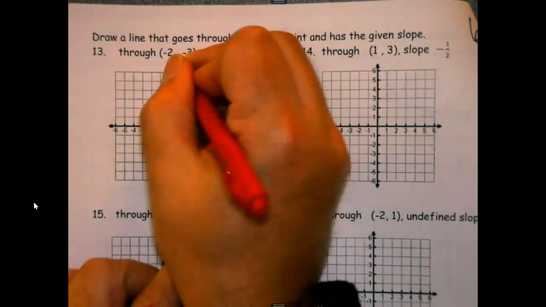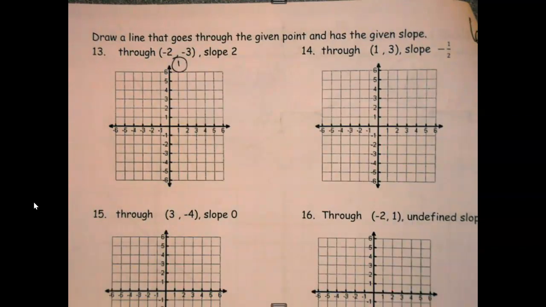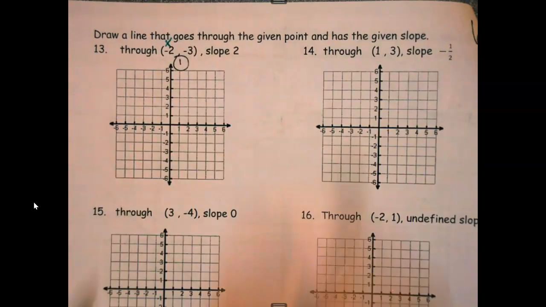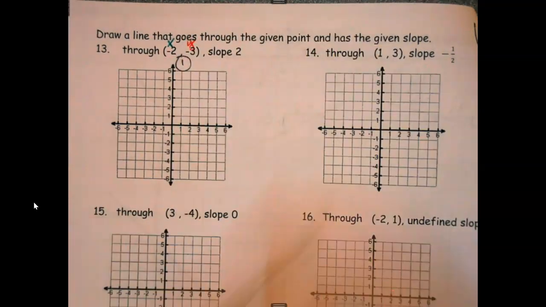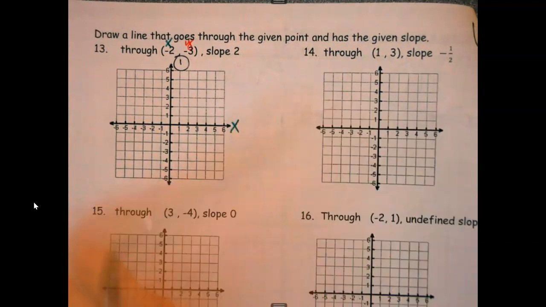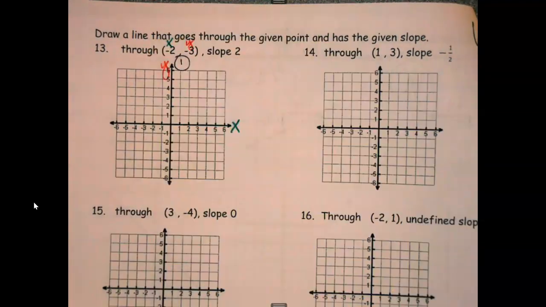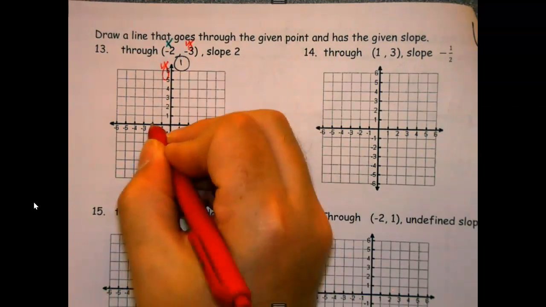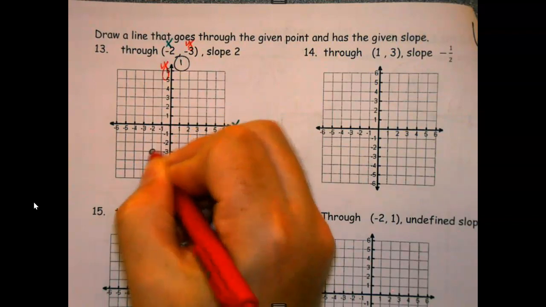Okay. Job number 1. Plot the point. Reminder. First value is x. Second value is y. Here is my x-axis. Here is my y-axis. So we're going to go left 2. I'll go down 3. There's my first dot.